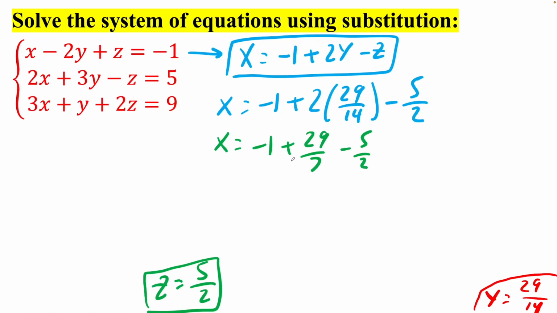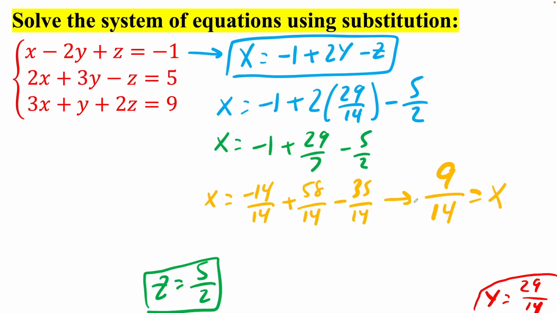Now we need to get a common denominator. This is a 1, this is a 7, this is a 2. We can get a least common denominator of 14, so we can get x is equal to, we'll multiply this by 14, so -14/14, plus 29 times 2 will give us 58/14, minus 7 times 5, so 35/14. Now, negative 14, negative 35 will give us negative 49. 58 minus 49 will give us 9. So we have 9 over 14. And this right here is our x value. So we know our x, we know our y, and we know our z. And that's all we need to do for this problem.